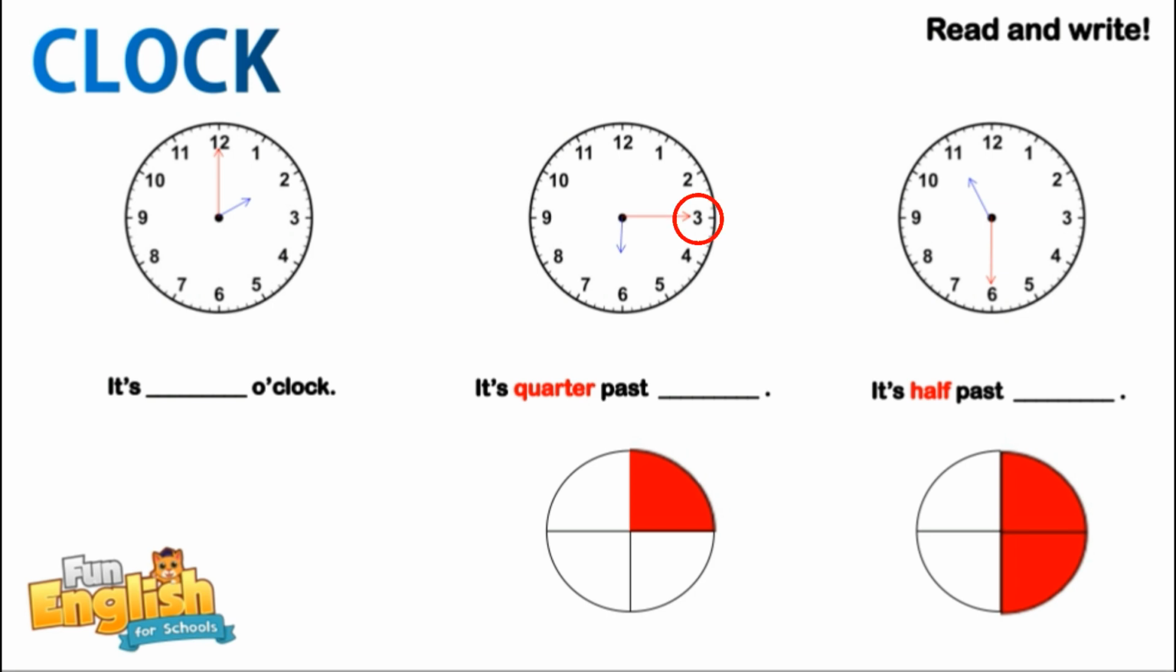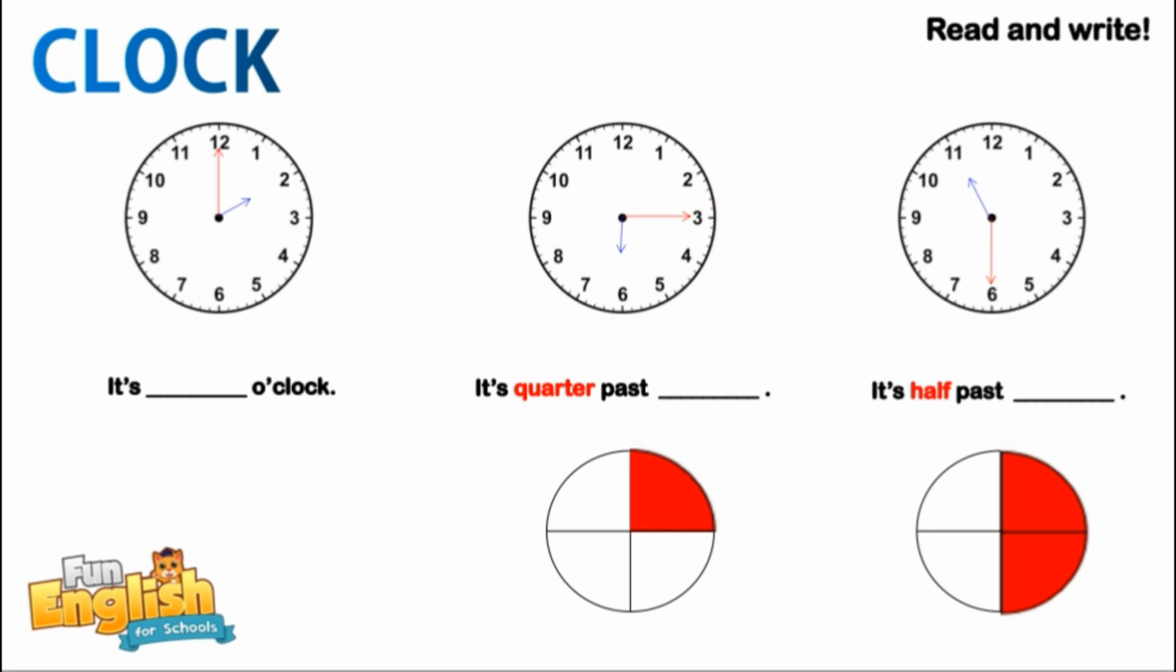The second clock shows the long hand is at 3. It represents 15 minutes. 15 minutes can also be called a quarter. As we can see in the circle below, a quarter represents 1/4, which means only one part is shaded. It represents 15 minutes when the long hand is at 3.